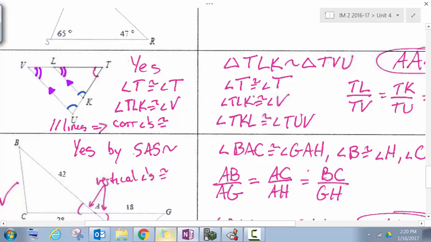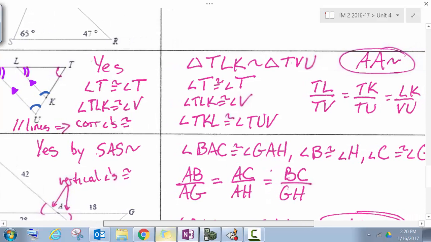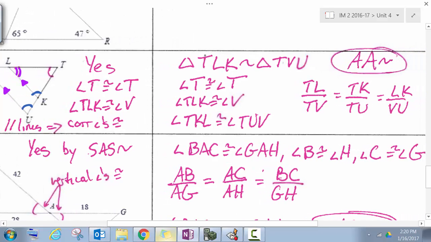And then we write up the angles that go together. Angle T is congruent to angle T. Angle TLK is congruent to angle V. Angle TKL is congruent to angle TUV. So even though we didn't use these, we had to say these. And then the segments that go together. Again, we can just look at the letters. First and second, first and second. Second and third, second and third. Then first and third go together, and that's how we get the letters that line up. Again, it's all about getting the right things to line up.